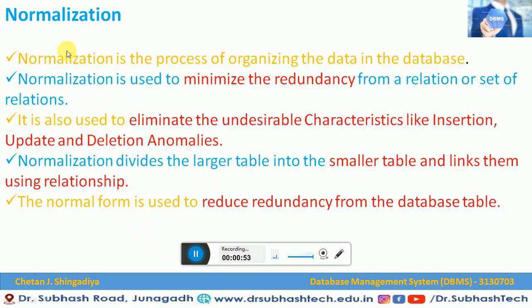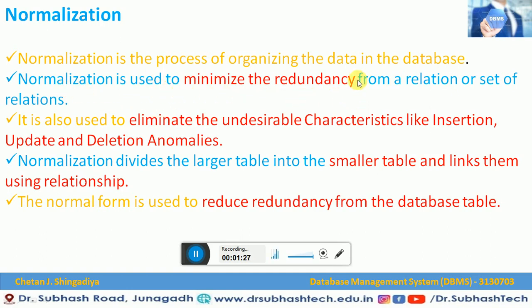Now let me explain what is normalization in DBMS. Normalization is the process of organizing the data in the database. It is a kind of process for organizing data, and we organize the data for the database design. One important thing about normalization is that it is generally used to minimize the redundancy from a relation or a set of relations.